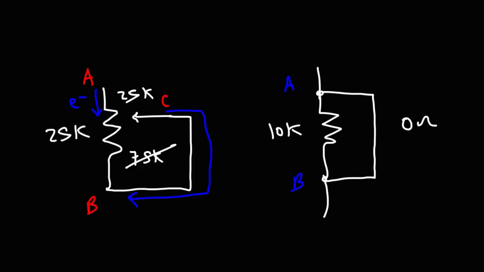So when you connect it this way, just understand that the resistance will be whatever the resistance is between point A and C. That's going to be the resistance between A and B.